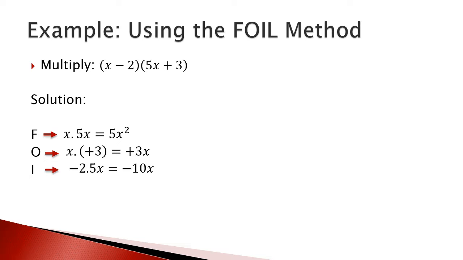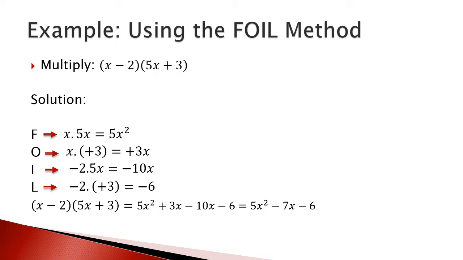Then we have to multiply the second term in the first equation by the first term in the second equation. So for that we have to multiply negative 2 by 5x, so it will give negative 10x. Then finally we have to multiply the second term in the first equation and the second term in the second equation. So for that we have to multiply negative 2 times positive 3, so it will give negative 6.